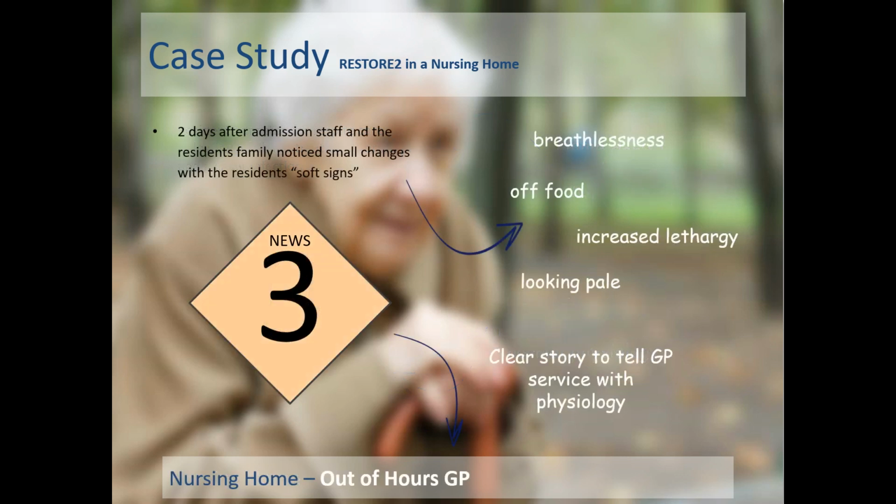Two days after admission, staff and the resident's family noticed small changes with the resident's soft signs. These were subtle and included a slight increase in breathlessness, a decrease in appetite, being more lethargic and looking a bit pale. Ordinarily, these may not be enough to escalate to a GP, but the home did a set of observations and recalculated the NEWS, which was now 3, enabling them to tell a clear story to the GP that the resident might be deteriorating.